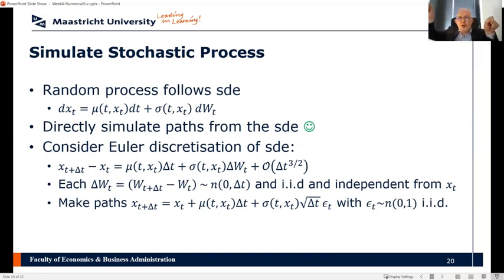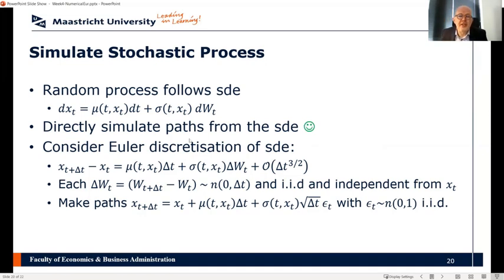And once I have drawn paths for my stochastic process X, no matter how complicated or how horrendous mu and sigma are, if I know a path for my process X, I can say that at the end, at time capital T, I know where my process X ends. I evaluate the payoff, and then if I have 10,000 or 100,000 paths, I average over all these outcomes. So how does this work?